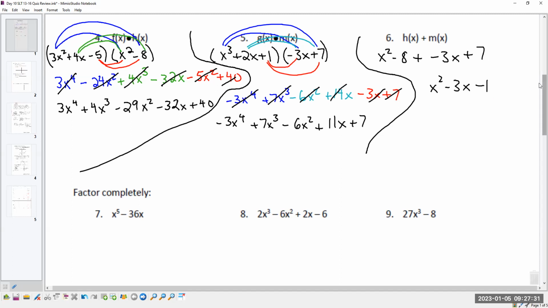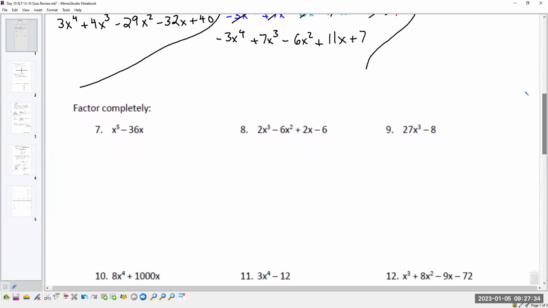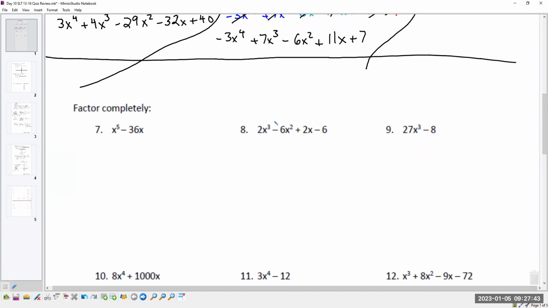The next set of problems asks us to factor completely. Before we get into those, I just want to do a quick reminder of our factoring techniques. Ooh, that was ugly. When we look at our factoring techniques, we always want to remember to start by looking for a greatest common factor. After we've looked for a greatest common factor, we want to ask ourselves, do we have a binomial? Do we have a trinomial? Or do we have a polynomial? Again, this is after looking for our greatest common factor.